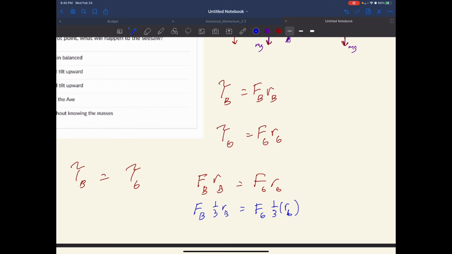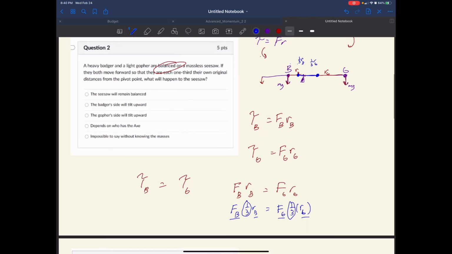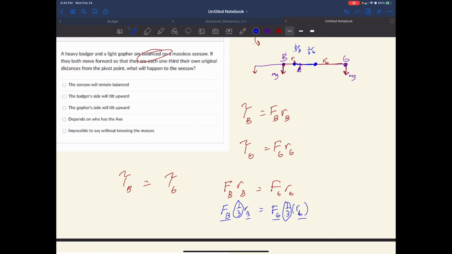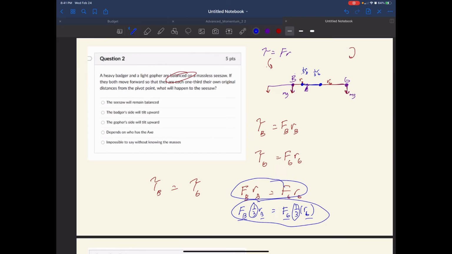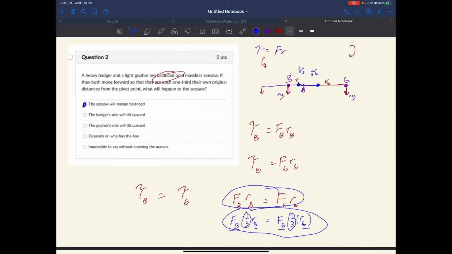Okay, so I want to point out that everything is the same. We haven't changed the forces, the weights. We haven't changed the original radial distances away. All we've done is introduce a 1/3 factor on both sides. If you multiply 1/3 on both sides, you have not changed one bit the relationship between these two sides. Another way of saying that is, if this is equal right here and it balances, if you multiply both sides by 1/3, it still balances. They're still the same value. So the seesaw is going to remain balanced.